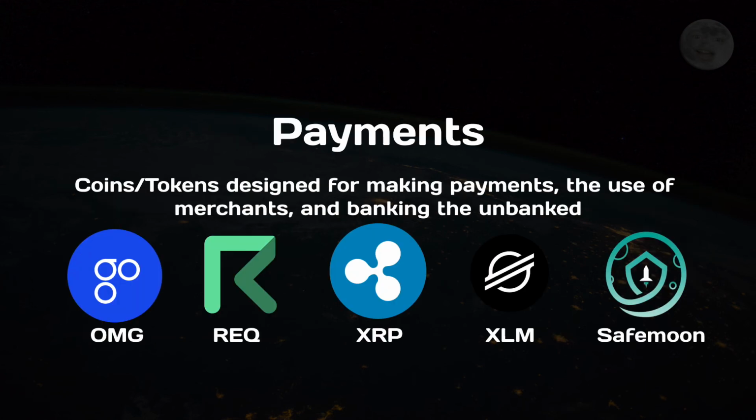The next subcategory would be payment systems. So these are going to be coins and tokens that do things such as connecting banks or helping with the services of merchants and helping bank the unbanked. There is a large portion of the population worldwide that do not have access to a physical bank. So a lot of these payment system cryptocurrencies aim to help these individuals basically have access to a banking system that's decentralized. So a good example of these would be Omizi and Ripple.